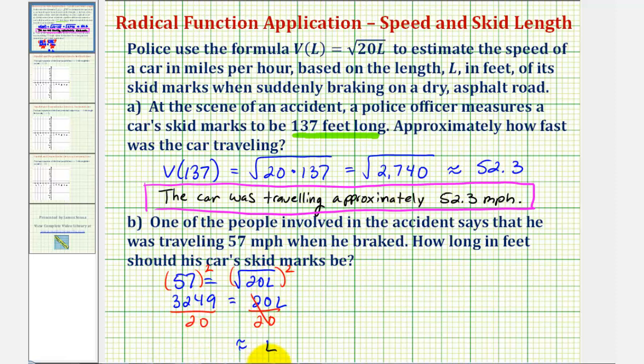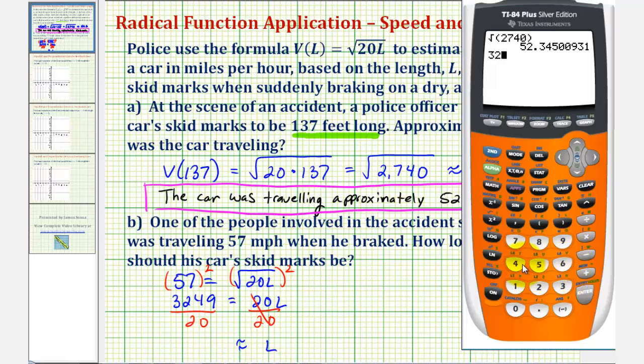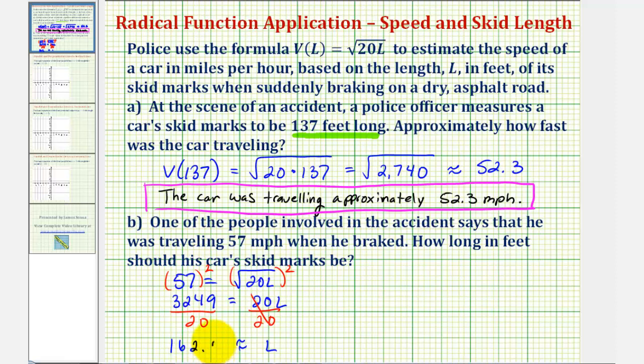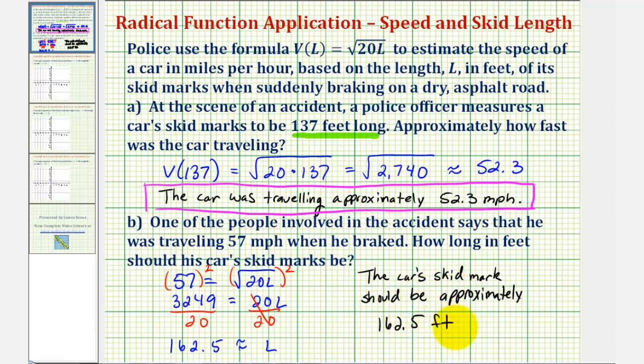So we'll go back to the calculator. We have 3,249 divided by 20. So to one decimal place, the 5 in the hundredths indicates to round up, so this will be approximately 162.5 feet. So we can say the car's skid mark should be approximately 162.5 feet.